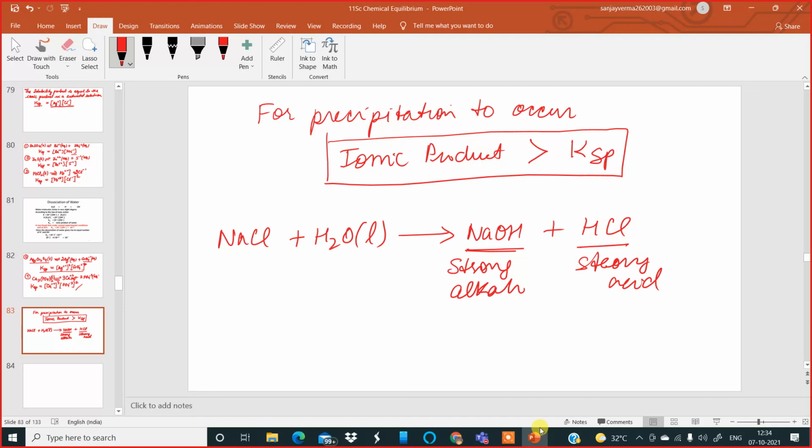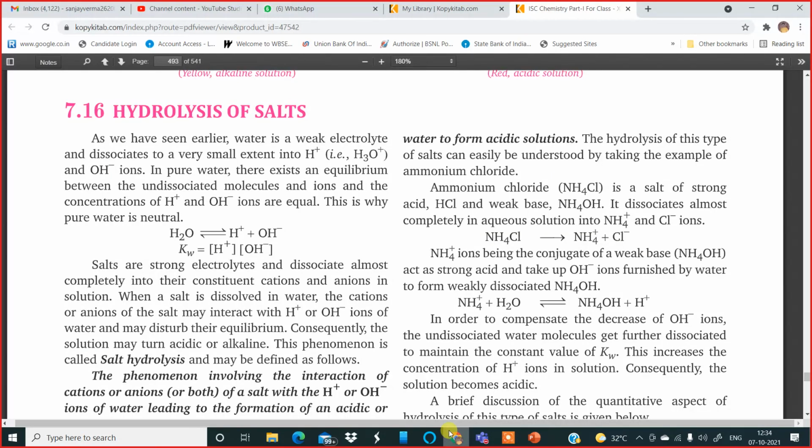Now coming back to the explanation in the textbook on hydrolysis of salts, we have seen that water is a weak electrolyte and dissociates to a very small extent into hydrogen ions, that is hydronium ions, and hydroxyl ions. In pure water, there exists an equilibrium between the undissociated molecules and ions, and the concentrations of H plus and OH minus ions are equal. That is how we get the ionic product. Okay, that means pure water is neutral. So the ionic product is Kw. It is the product of the concentrations of hydrogen and hydroxyl ions.